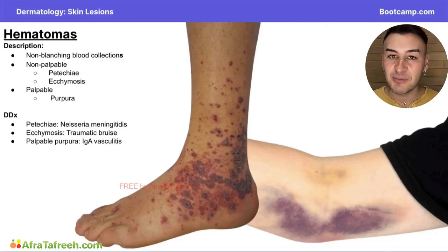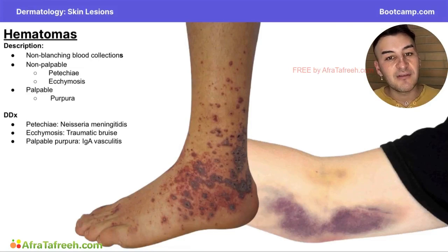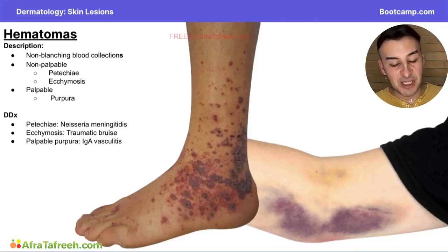Hematomas are non-blanching. And why is that? It's because there is some sort of vascular damage that occurs in hematomas, causing blood to leak out of the vessels and stay in the interstitial space. So pressure will not change the color because the blood is going to sit there no matter what. So let's talk about how we can differentiate different hematomas.